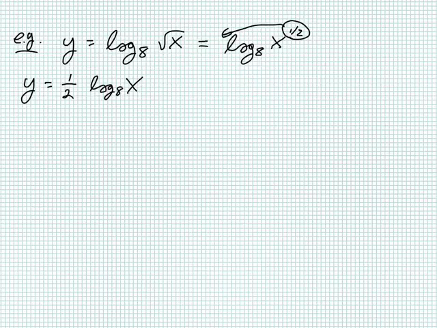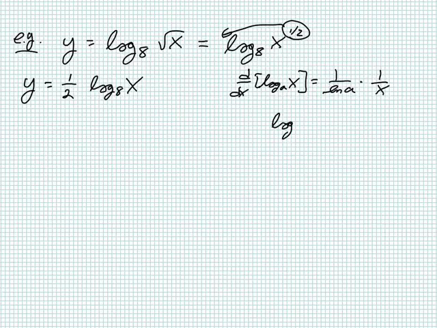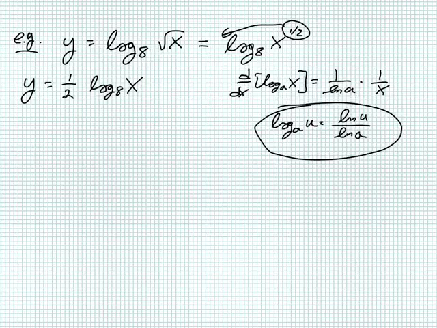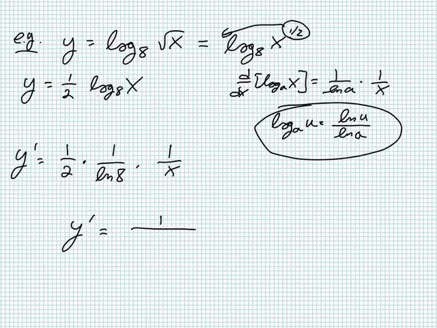And the rule is the derivative of log base a of x is equal to 1 over natural log of a times 1 over x. And if you don't remember that, the key thing to remember here is that log base a of anything is equal to the natural log of that thing over the natural log of the base, because that's where we're getting all of this. So here my y prime is just going to be equal to 1/2 times 1 over the natural log of a, so that's 1 over natural log of 8, times 1 over x. So probably a nicer way to write this would be y prime is equal to 1 over 2 natural log of 8 times x.